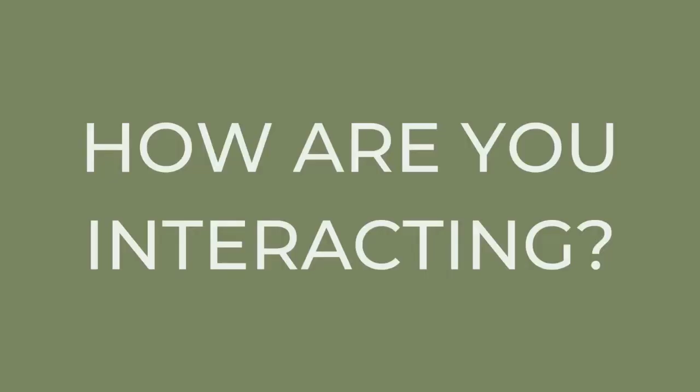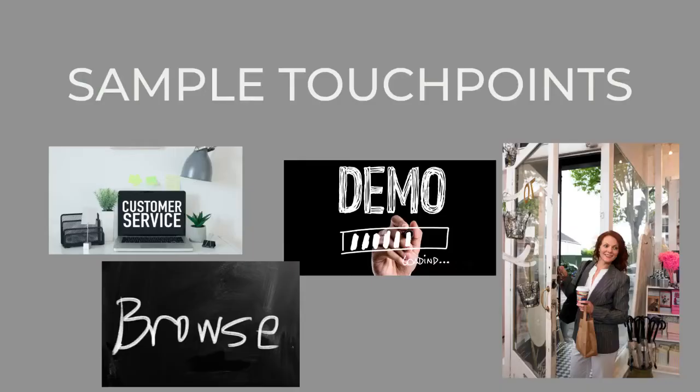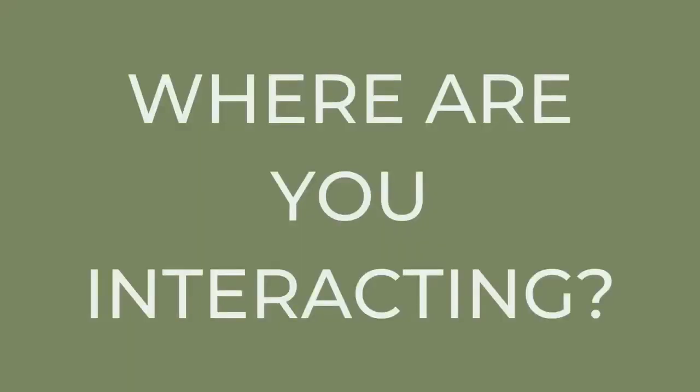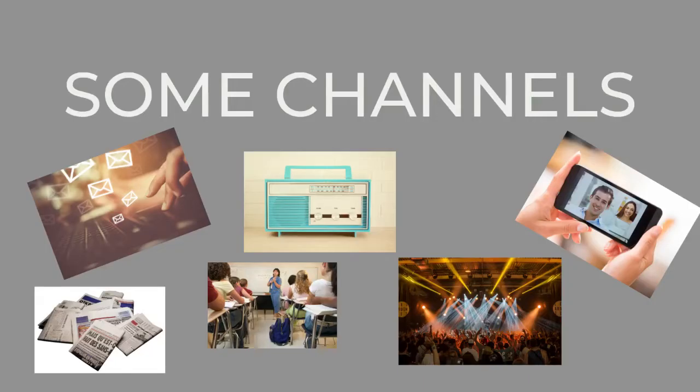Then the second row is the touch point. How are you interacting with your customer? And the third one is channels, and that one you could smoosh in with touch points sometimes, but sometimes you want it separate. Your channels are, is it the radio? Is it email? What channels are you using? What channels are your customers using at that point?